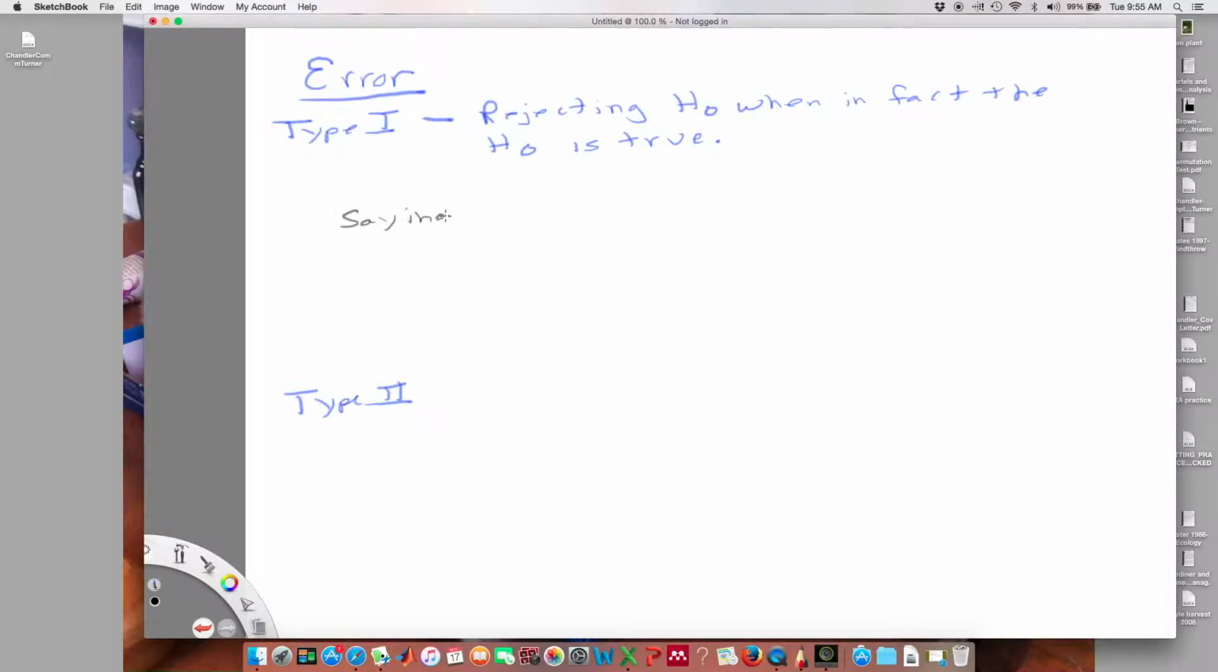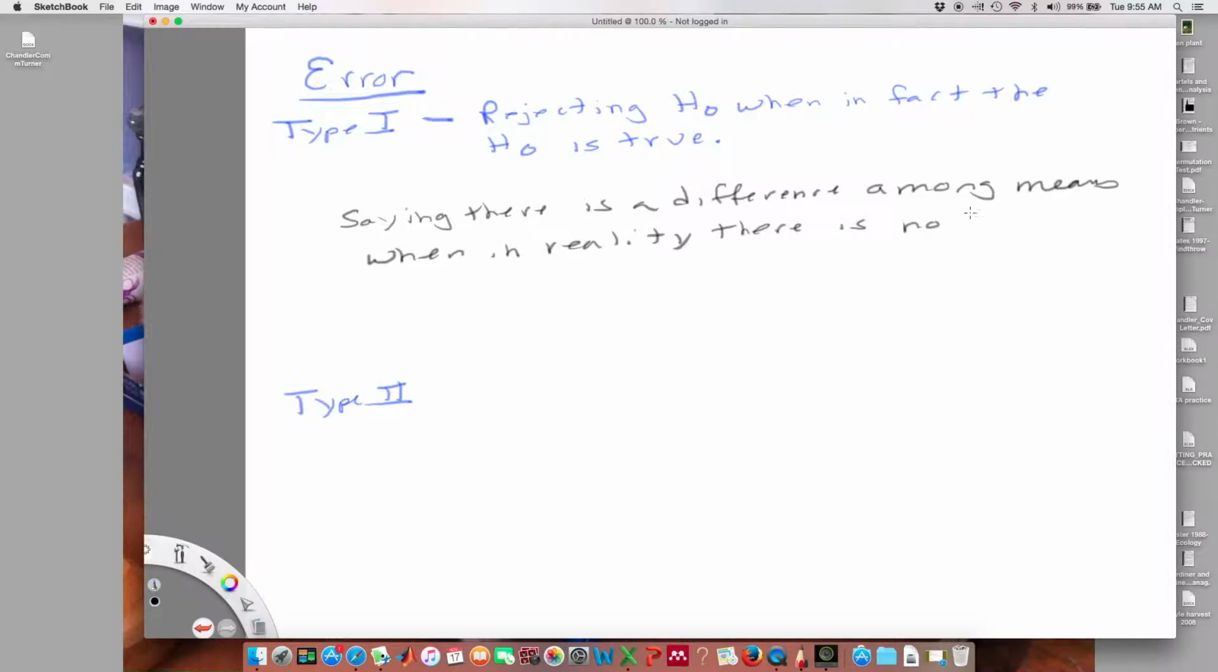So, saying there is a difference among means when in reality there is no difference. Okay, so that's type 1 error.